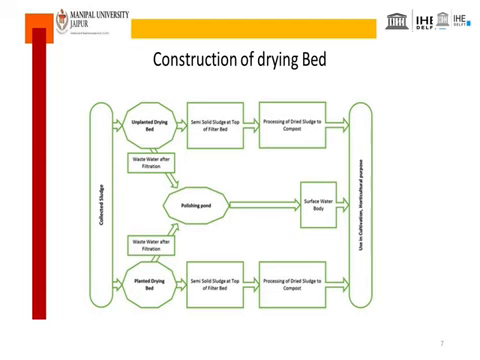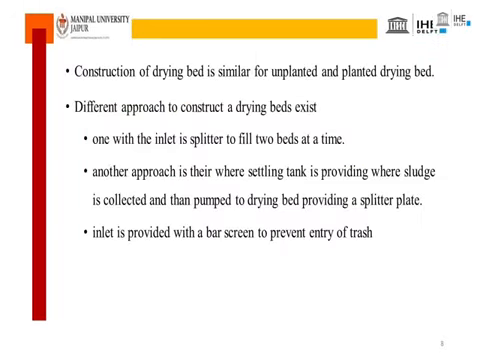After understanding the design and operational parameters, the next portion is construction. The construction of an unplanted drying bed is straightforward. It has two methods. The first method consists of a ramped inlet split into two beds at a single time. A bed is a rectangular structure which is provided with a drainage at the bottom. The drainage is provided with a slope in the rectangular bed. The second method involves a settling tank where the sludge is poured and from which the sludge is pumped into the beds, providing a splitter plate which prevents erosion of the soil.